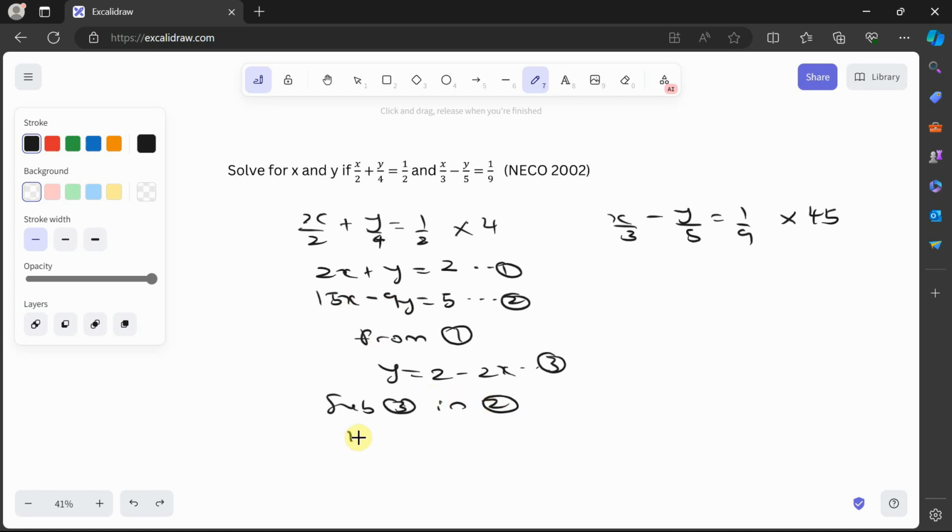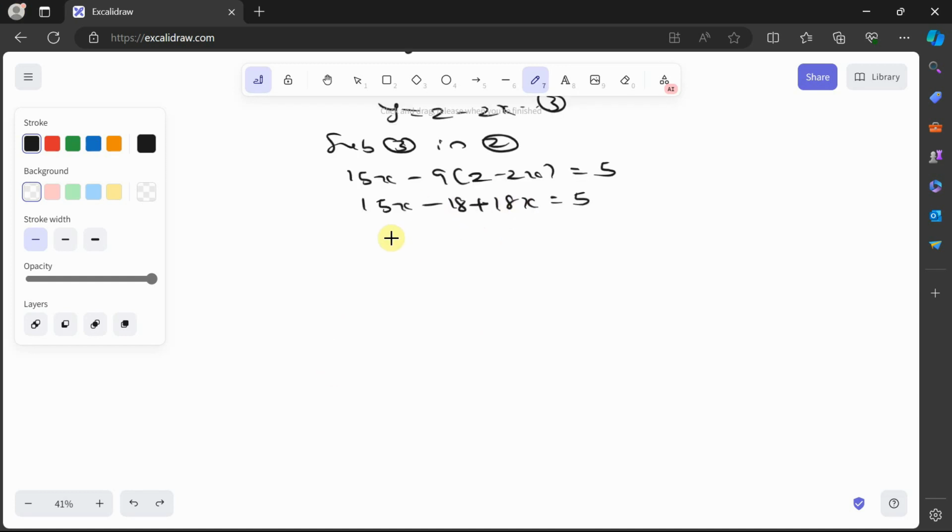So I'll substitute equation 3 in the other equation, which is equation 2. Great. That'll be 15x minus 9 open brackets 2 minus 2x close brackets is equal to 5. So that is 15x minus 9 times 2, that will give me minus 18. Minus 9 times minus 2x will give me plus 18x is equal to 5. So 15x plus 18x will give me 33x is equal to 5. This one will convert, so that will be 5 plus 18. So 33x is equal to 18 plus 5, that will give you 23.